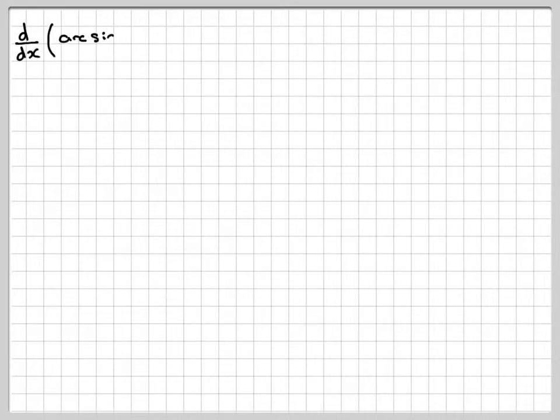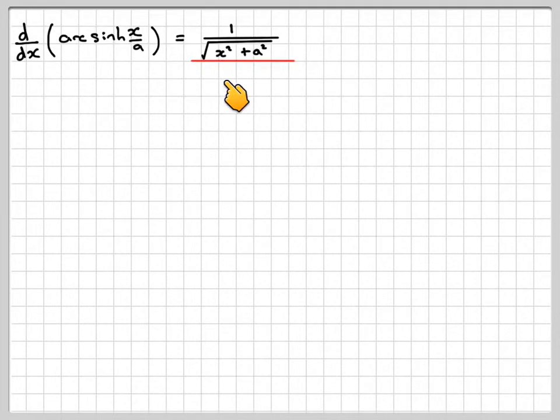So d/dx of arcsinh of x over a is equal to 1 over the square root of x squared plus a squared. Now, interestingly, of course, if you have to integrate that, then it's going to be equal to that. This is where it's most useful.